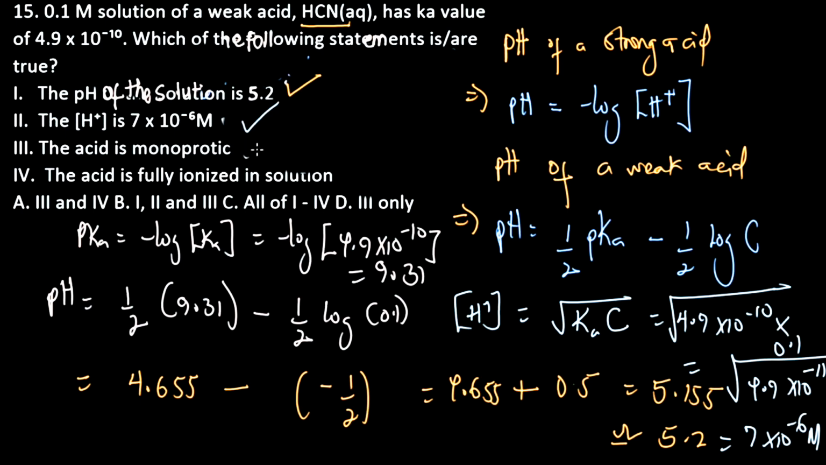So the acid is monoprotic, because it has only one replaceable hydrogen ion. HCl is also monoprotic, H2SO4 is diprotic, and H3PO4 is triprotic, which is the same thing as polyprotic, whichever way you want to call it. So which of the following statements are right? 1, 2, 3 is right already. The last option, the acid is fully ionized in solution, is not right. Only strong acids are fully ionized in solution. Weak acids are partially ionized in solution. So this is wrong. So the right option is B.